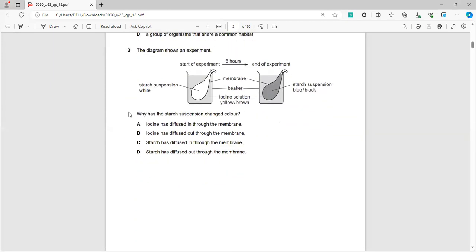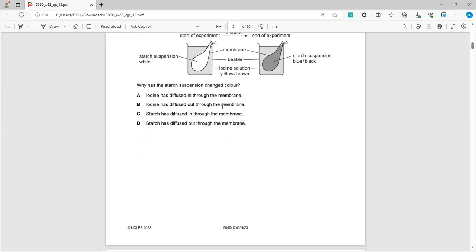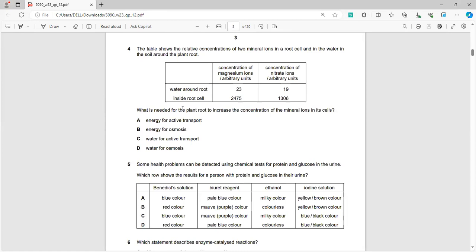Now, question number 3. Why has the starch suspension changed color? It's changed color obviously because of the process of diffusion. We know that the iodine color is brown, and we can see that it's changed color from white to brown. So iodine would have diffused from a higher concentration outside to a lower concentration inside. What is needed for the plant root? Whenever you simply hear the words root hair cell, there is always active transport occurring 90% of the time. So even without looking at the data, I figured it out. But even after evaluating the data, we'll come to the conclusion that the answer is A.